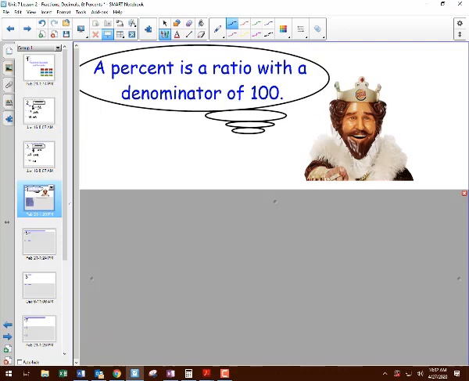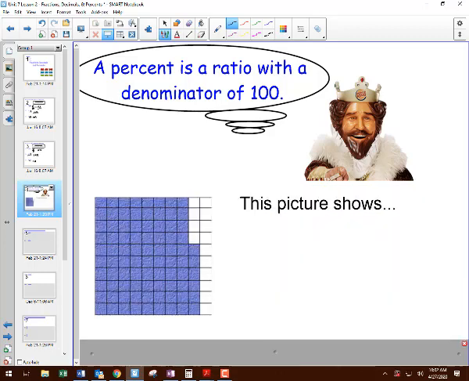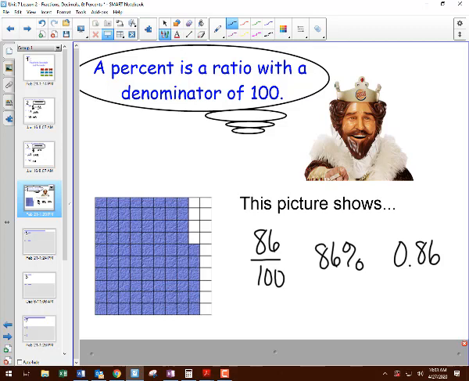Background knowledge, guys, says a percent is a ratio with a denominator of 100. So use this picture here. Looks like, if I was to count those, I'd have 86 out of 100. Now that's the fraction. We could reduce that if we wanted to, but I want to demonstrate here that we have this fraction. The percent form of that is just going to be 86%. Remember, all percent numbers are out of 100. And the decimal form is 0.86. Take a minute to recognize that because that's the basis of our whole unit right here: transferring numbers from a fraction to a percent to a decimal.